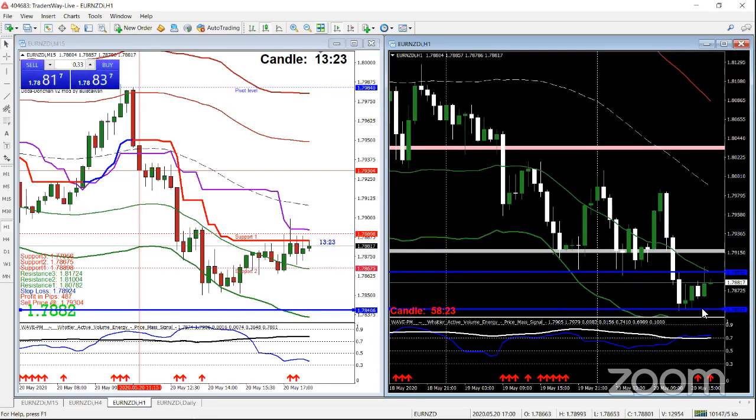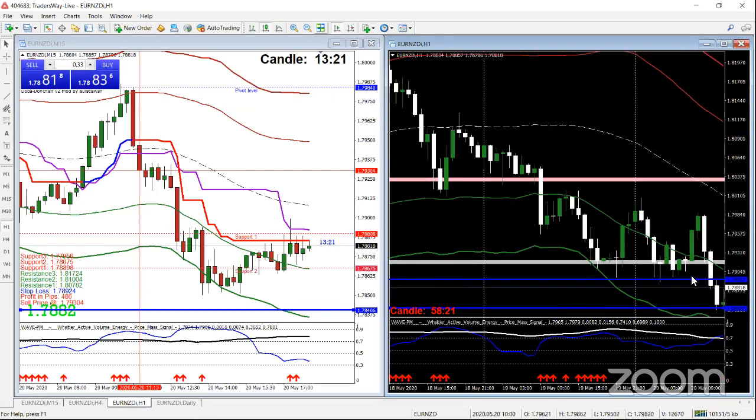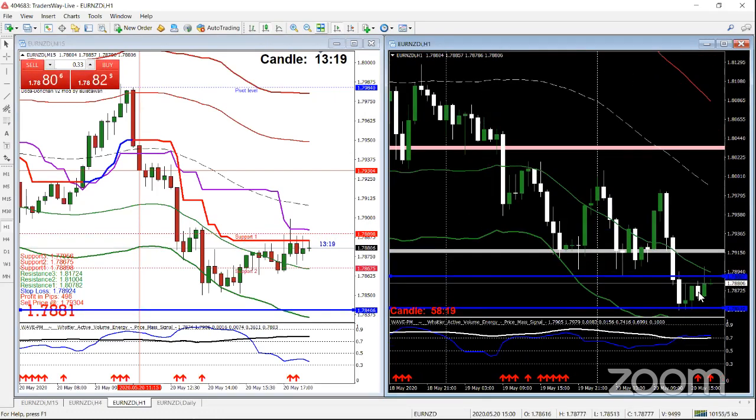Here's our sideways range right here, ever since that. So for the last 5 hours, we've been in this. This is the slowest they've been all day. These are the smallest candles they've had.